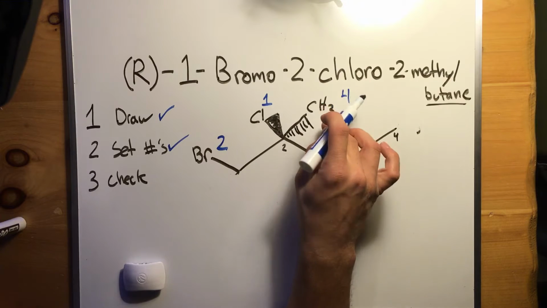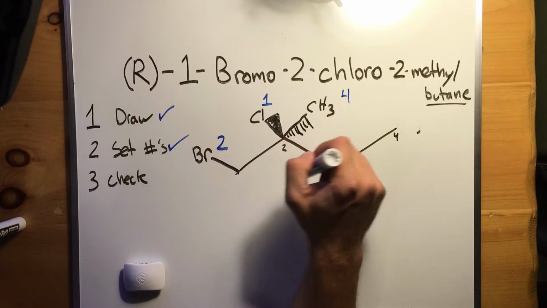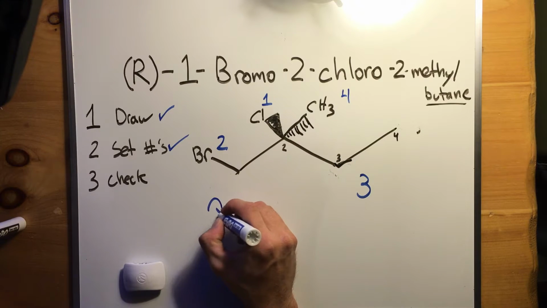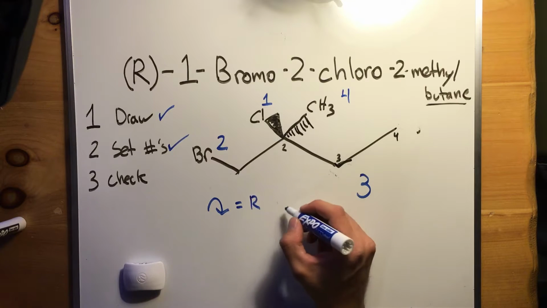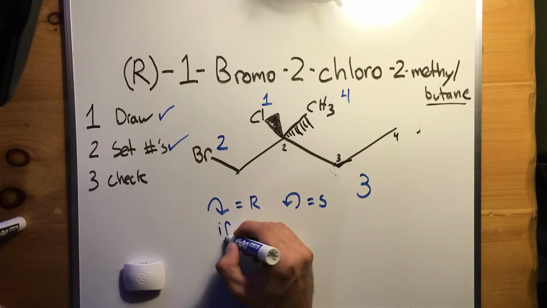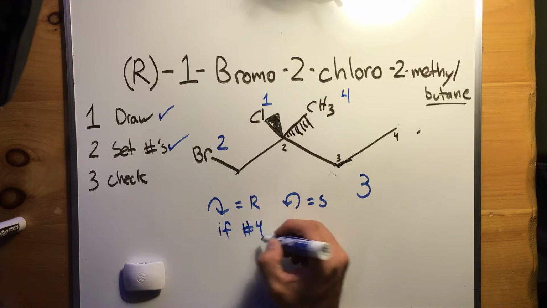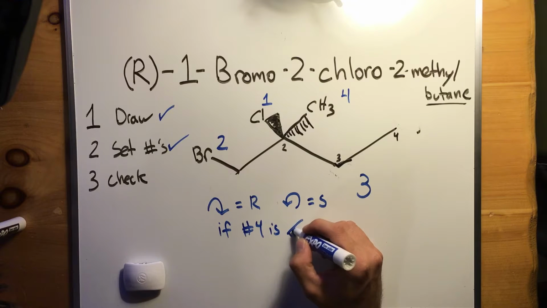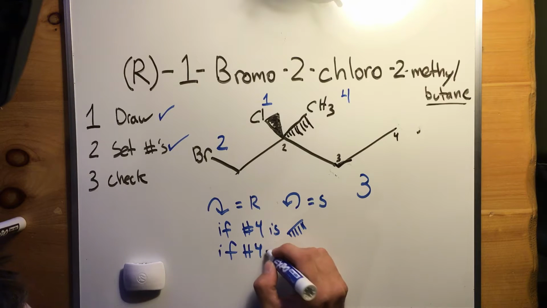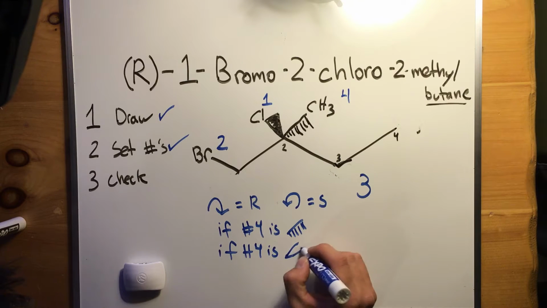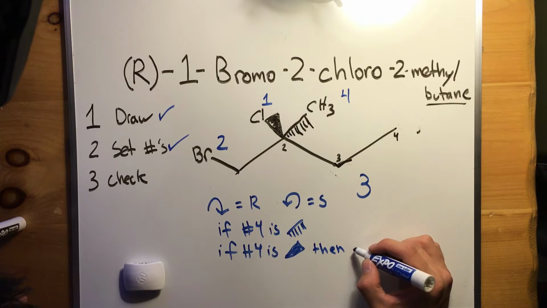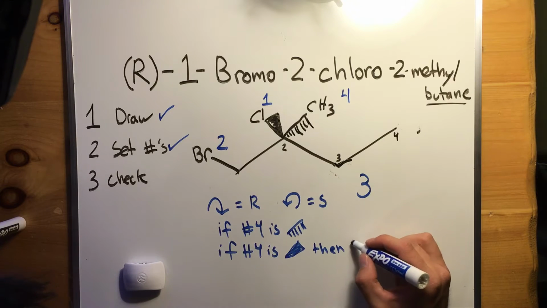We know that we've got our priority 4 group in the back, so we're just going to make a circle from 1 to 3, and then to the right, clockwise equals R, and to the left, counterclockwise equals S. If number 4 is out of the page, then you need to switch R and S.